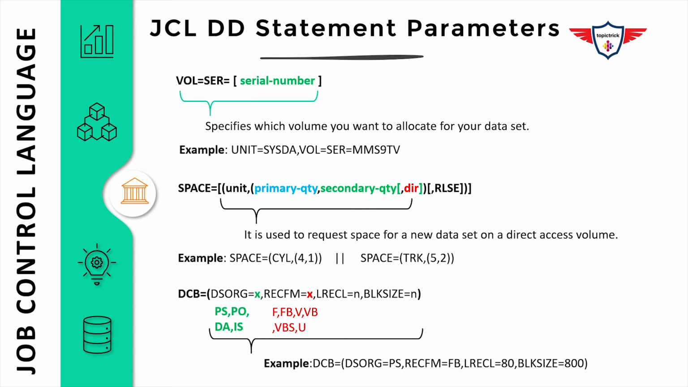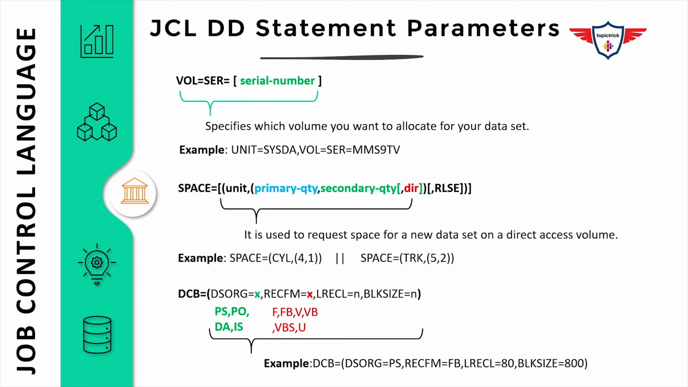And in general it has four different subparameters. First one is dataset organization, whether it's PS or sequential. Then you have record format, whether the file is fixed block or variable block. Then you have logical record length and block size.